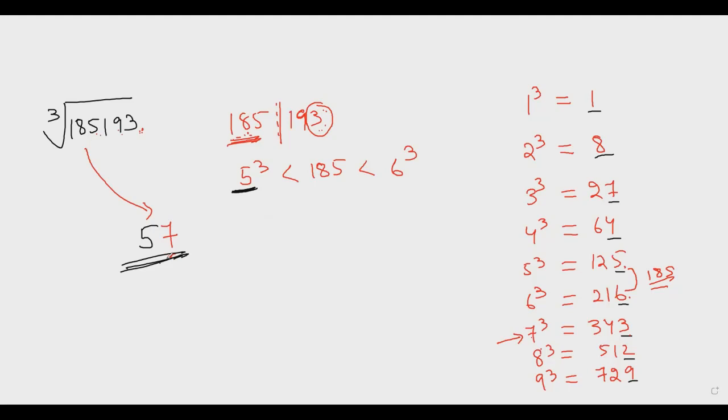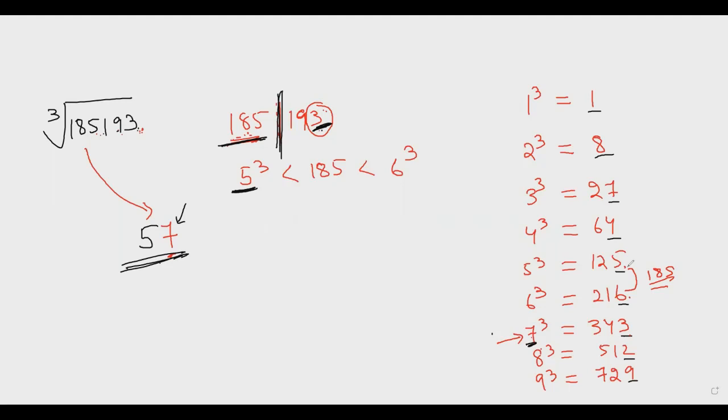Okay, let's see what we have to do. On the right side, we make partitions of 1, 2, and 3 digits. First, we partition this. Look at the last digit, 3. Cube of which number ends in 3? That is 7. So the last digit of the cube root will be 7. Is that okay? Then 185.